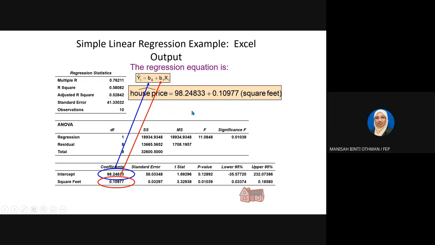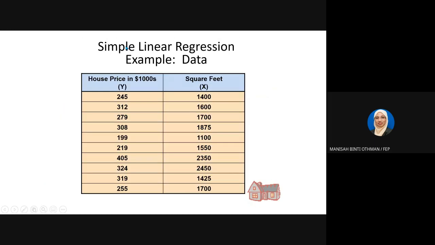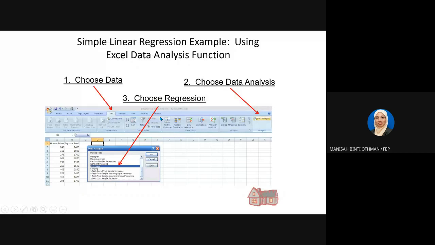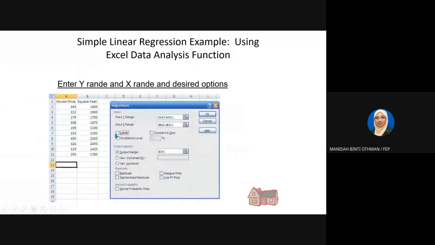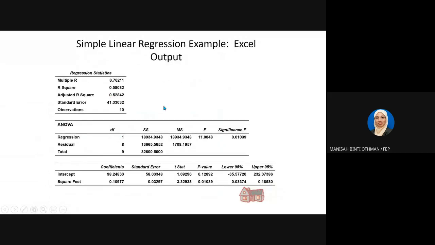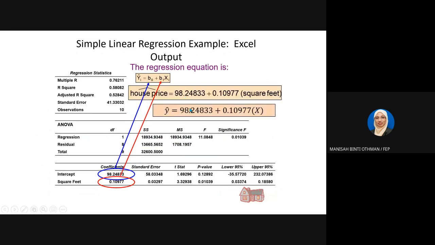Based from this data, you key it into Excel, then you generate the computer output here. Based from this computer output, you can generate the equation. This is the equation to predict the house price in the future. Using this equation, y hat equals 98.248 plus 0.10977 x, where square feet is x and house price is y hat.